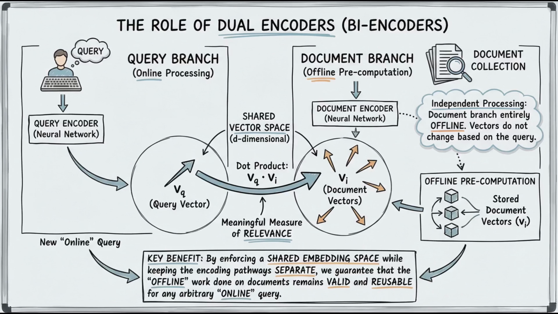Second, both branches map their inputs into a shared d-dimensional vector space. By forcing the query and the document into the same mathematical space, the dot product between the query vector and the document vector becomes a meaningful measure of relevance. By keeping these pathways separate, but anchoring them in a shared embedding space, we ensure that the heavy lifting done on the documents remains perfectly valid and reusable for any query that comes along.